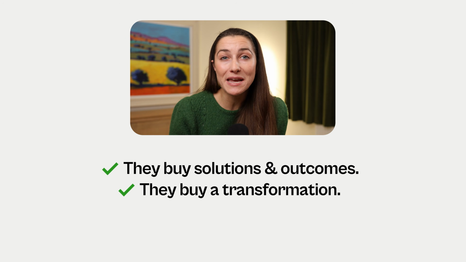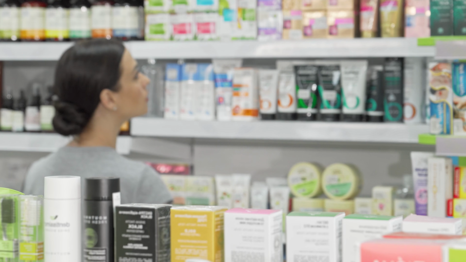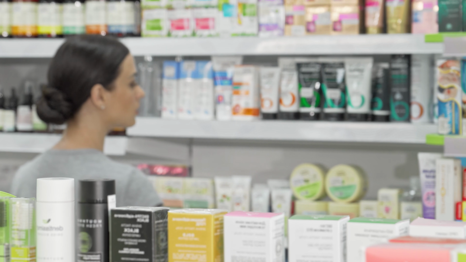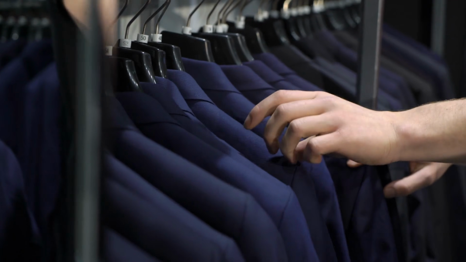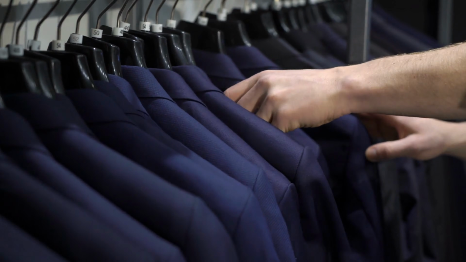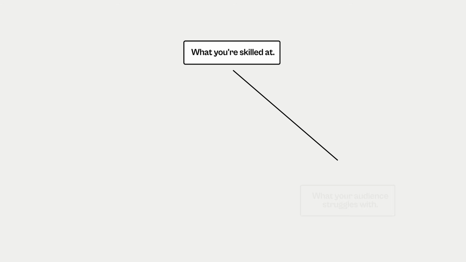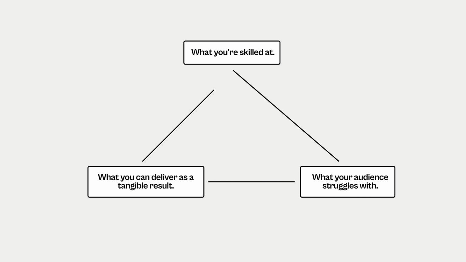They buy a transformation. Because if you think about it like this, people buy skincare to fix problems, insecurities, things like that. People buy clothes for specific occasions, or maybe it's just to flex, maybe it's just to feel part of the group. People are buying these things based on problems, and the item, the product, whatever it is, is a solution to that. So your first offer should be an intersection of these three things: what you're skilled at, what your audience struggles with, and what you can deliver in terms of a clear, tangible result. Now, that is how you create something people actually want to pay for.